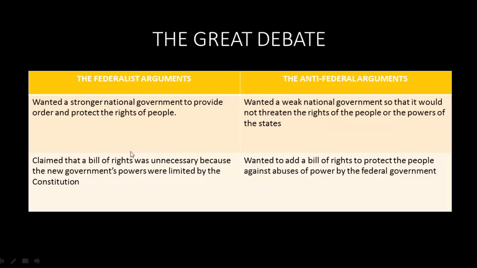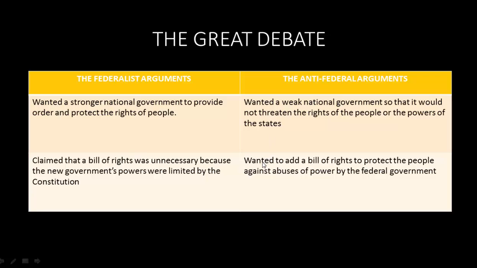Contrary to what the Federalists thought, the Anti-Federalists wrote a series of papers with their thoughts: this government needs to be a little weaker than you made it. It's definitely too strong, and we're worried that a stronger government will threaten the rights of the people. A weaker government would not threaten the rights of the people or the powers of the states. They were concerned about people's powers and state rights.